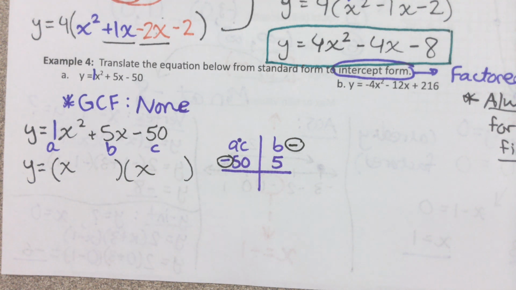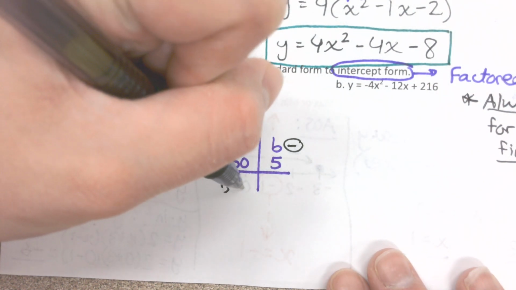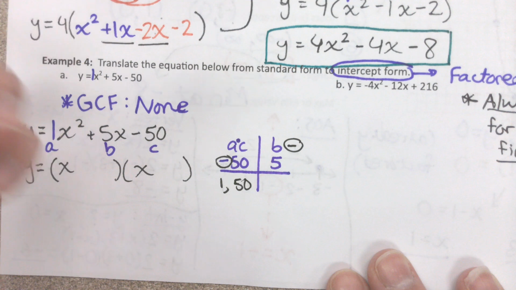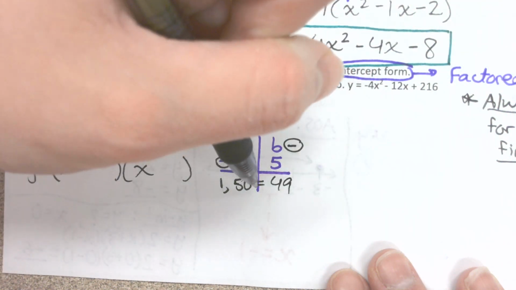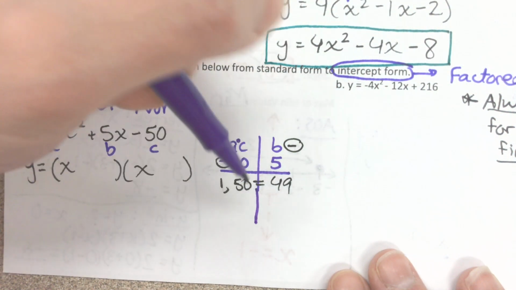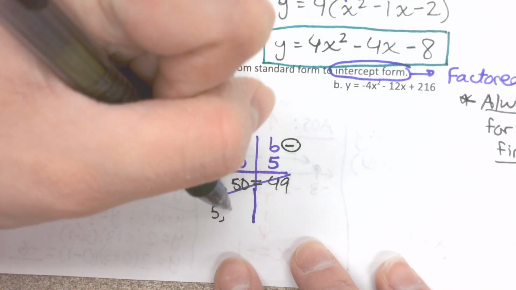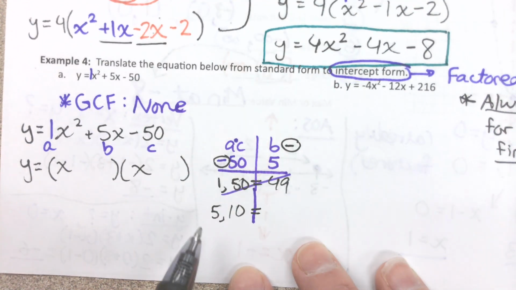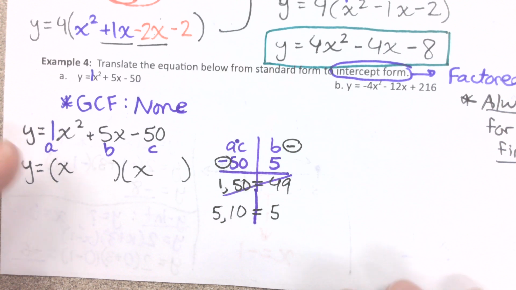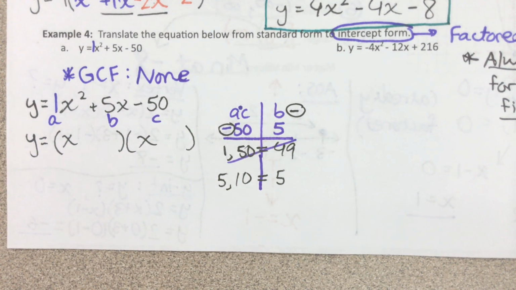I'll start with the easy pair, 1 and 50. If I subtract these, I get 49. That's not what I want. I want 5. Does anyone know the correct two factors that I need? Colson? 5 and 10 is correct. Thank you. If I subtract these, I do get 5. Now I'm subtracting. Is it 5 minus 10 or 10 minus 5? 10 minus 5. So 5 gets the negative.